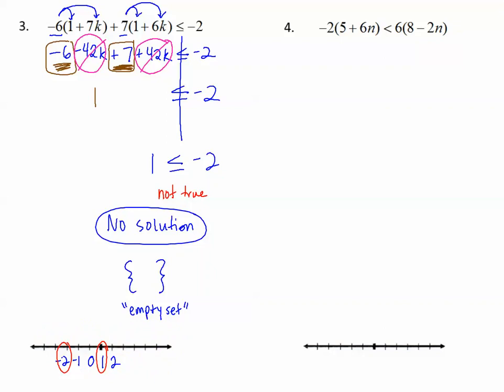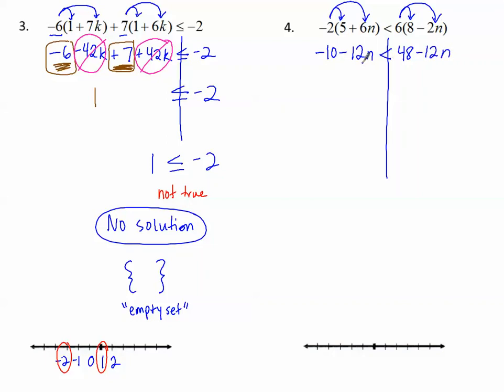Let's try number 4. Draw our line, and let's begin by distributing the negative 2 to the quantity 5 plus 6n and the 6 to the quantity 8 minus 2n. Negative 2 times 5 is negative 10. Negative 2 times 6n, negative 12n. 6 times 8 is 48. And 6 times negative 2n is negative 12n. We'll put our less than symbol in the middle.